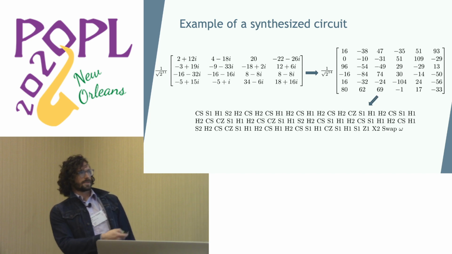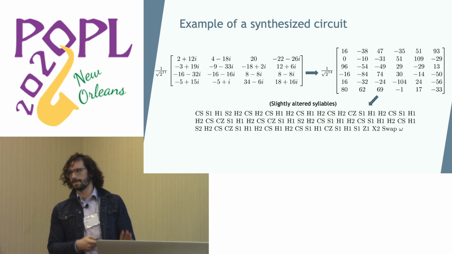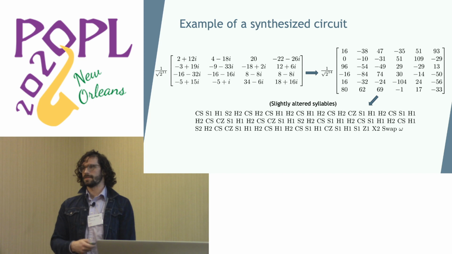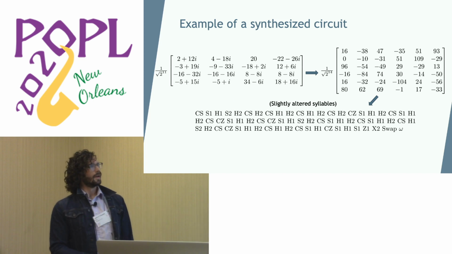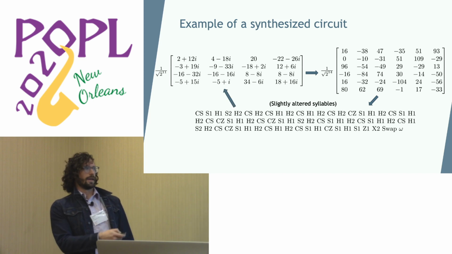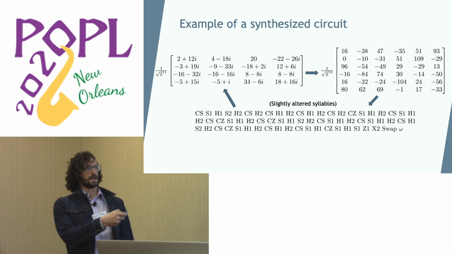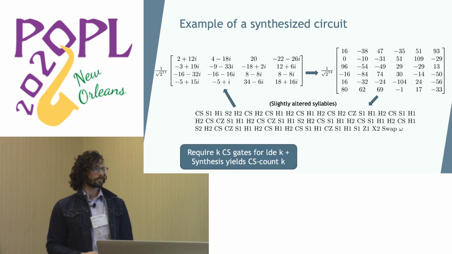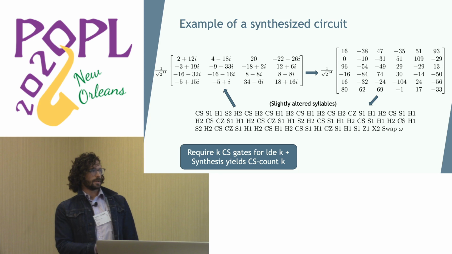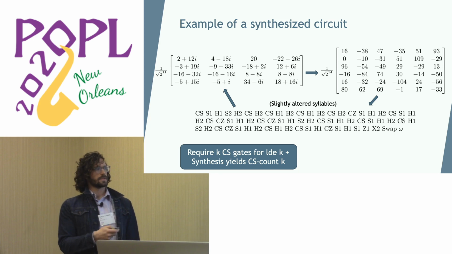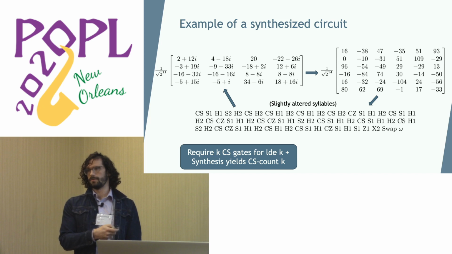We spit out some big circuit in terms of our generators. I use some slightly altered set of generators here to make it a little cleaner. And then we can check that indeed these two things are equal. But one observation here is that we require at least k CS gates to achieve this denominator exponent of 14, because that's the only gate that comes with a factor of 1 over root 2.